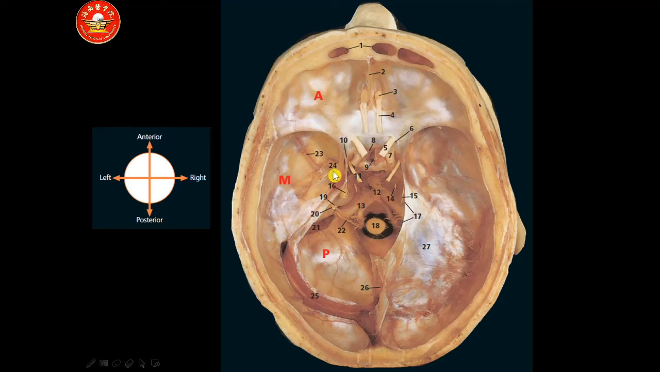24 trigeminal ganglion. 25 transverse sinus. 26 straight sinus at the junction of the falx cerebri and tentorium cerebelli. 27 is the tentorium cerebelli.